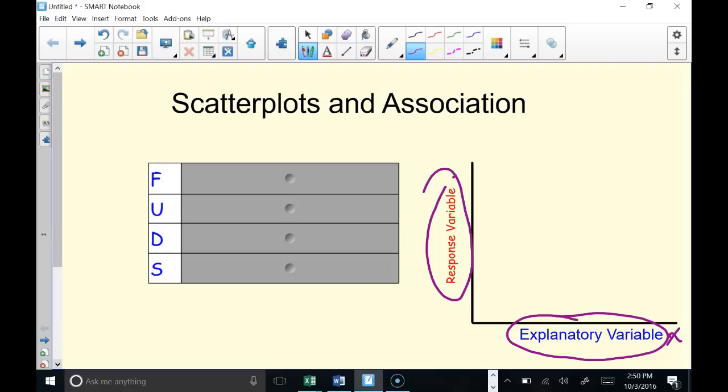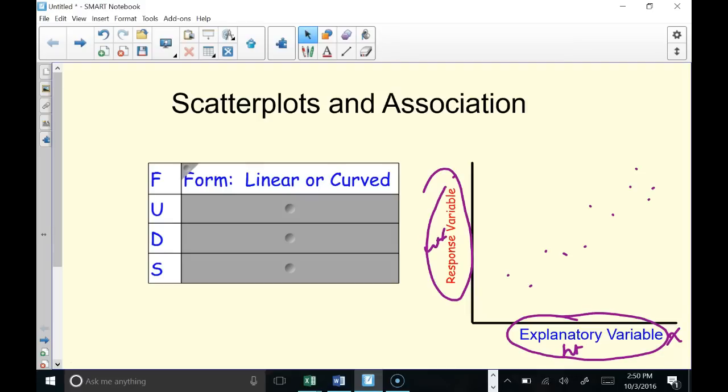With this said, you've seen examples, say, where you look at, let's just take your height versus your weight. And you could make a scatter plot of a bunch of different students' heights versus weights. When we go to describe this association, we're no longer going to use SOCS because now we have two variables. We're going to use FUDS. The F stands for form. I want to know, does it look more linear or curved?